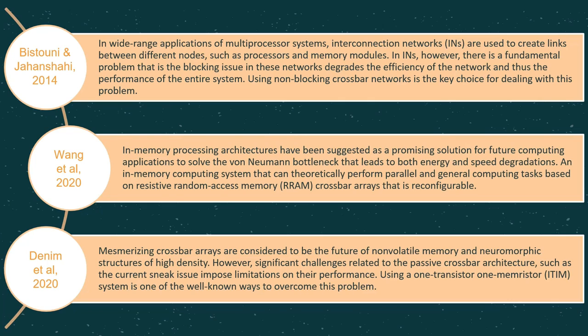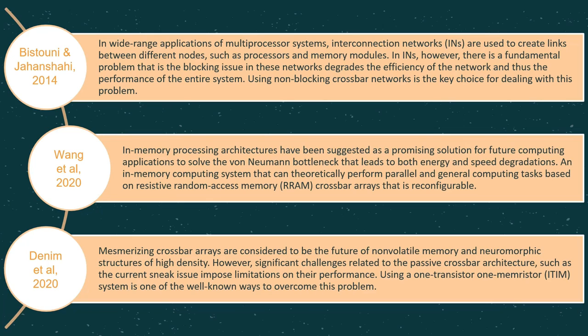In 2020, Wang mentioned in his research that in-memory processing architectures have been suggested as a promising solution for future computing applications to solve the von Neumann bottleneck that leads to both energy and speed degradations. An in-memory computing system that can theoretically perform parallel and general computing tasks is based on a resistive random access memory crossbar array that is reconfigurable.